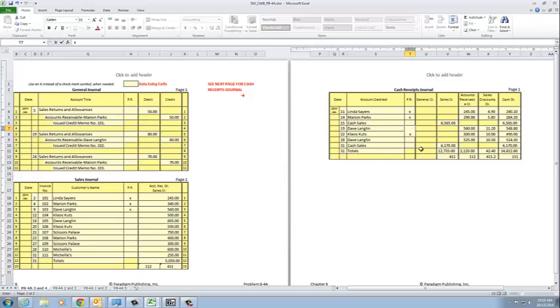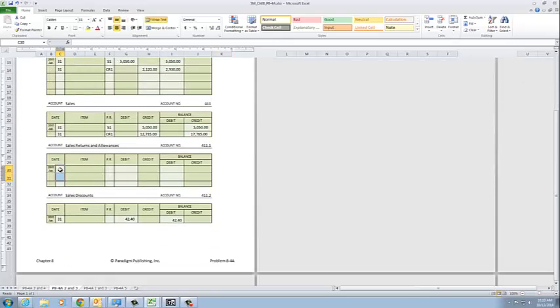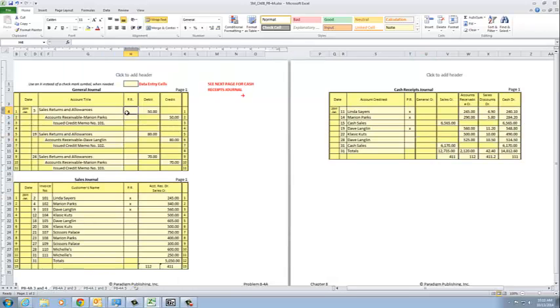Okay, now let's post some of the sales returns from our general journal. Okay, we'll go to the sales returns and allowances, general ledger account. So sales return on the 5th. It's from general journal page 1, and it's a debit of $50. So we'll bring our balance over. Okay, and then we'll need to enter our posting reference, and that was 411.1.